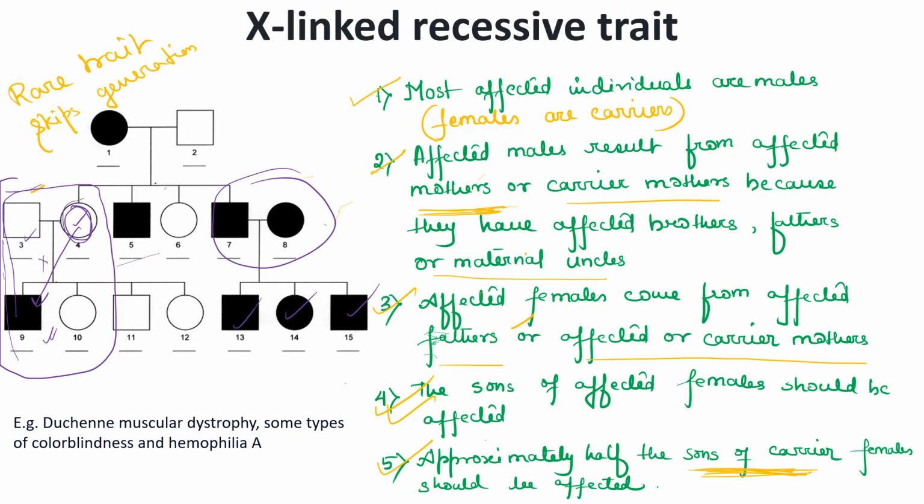Try to follow these comments and try to match them with the diagram. Otherwise, you will never understand. And once this concept gets clear, whatever pedigree charts you are given, you will be able to deduce it. You'll be able to solve it. Now coming to the examples, Duchenne muscular dystrophy, some types of color blindness and hemophilia are some of the very popular examples of X-linked recessive pedigree.